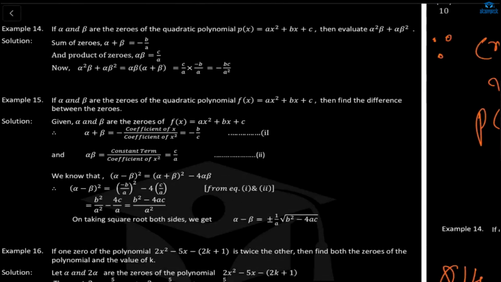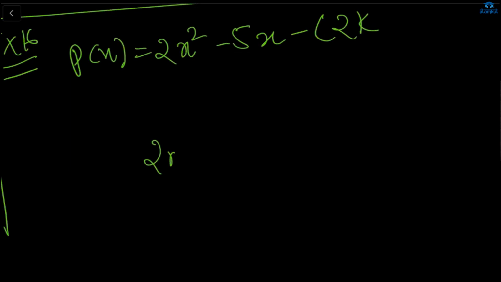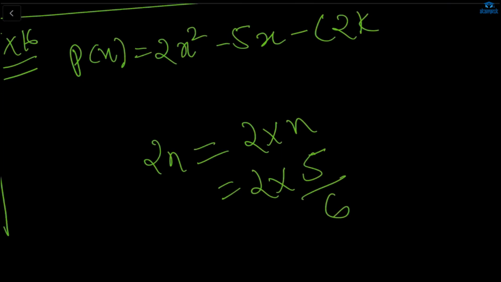Have you got the same answer? The other zero is 2n. So we take 2n. What will the other zero be? 2 multiplied by 5 by 6. So what will be the answer? Ma'am, the other zero is 2n. See, I'm writing here. 2n will be equal to 2 multiplied by n, and you got the n value 5 by 6. Am I right? Yes. It will be 5 by 3.